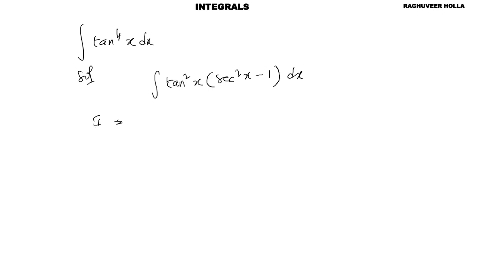Okay, so let us see this integral tan power 4 x dx now. So this is integral tan square x, secant square x minus 1 dx, because I split tan power 4 as tan square and tan square x. Okay, and tan square x is secant square x minus 1, so this is integral tan square x secant square x dx minus integral tan square x dx.